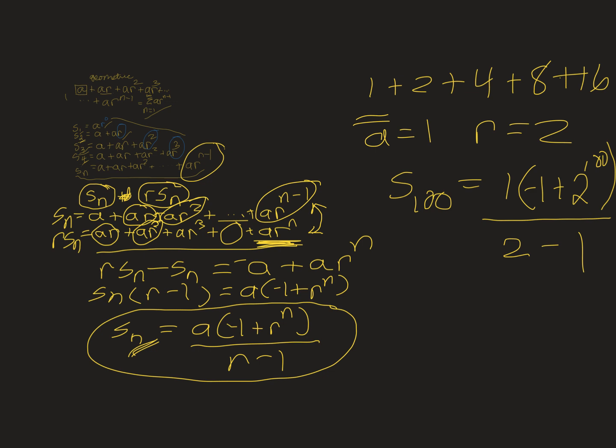And now we fill in the formula, and so this would be negative 1 plus 2 to the 100th power over 1. So this would be what it adds up to. Okay? And that's the typical situation for a geometric series. So I want you to look through that.